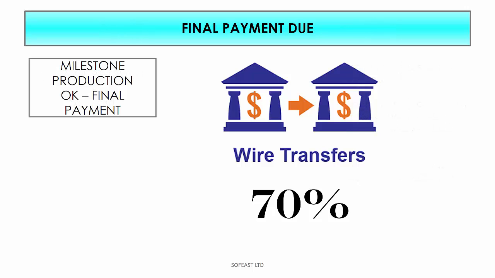The final payment is now due at this point. Now, the best way to pay, well, it really depends upon the value of your order, but in general, a bank wire or TT is the best method. It is inexpensive and it is normally the preferred method of payment by most Chinese suppliers.